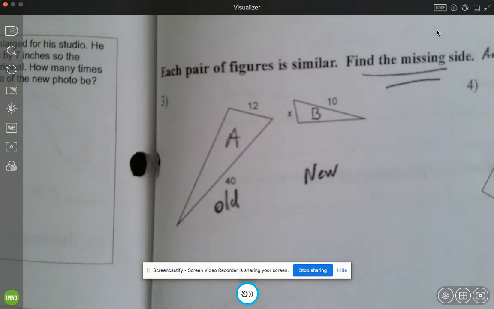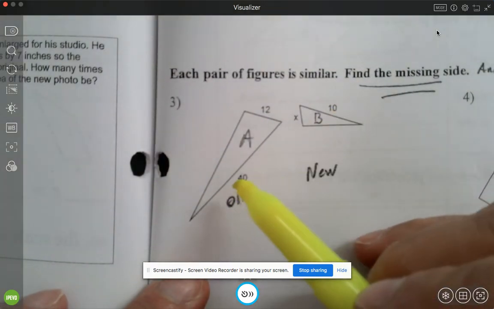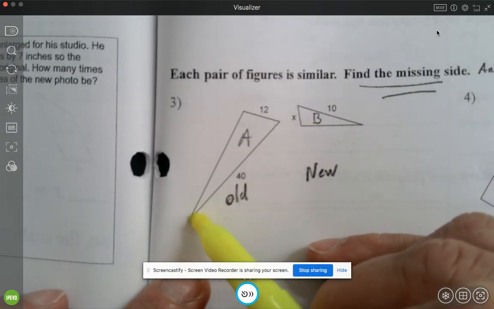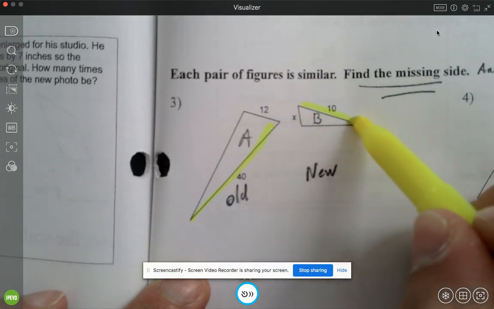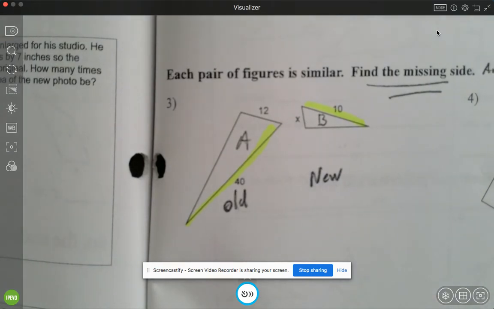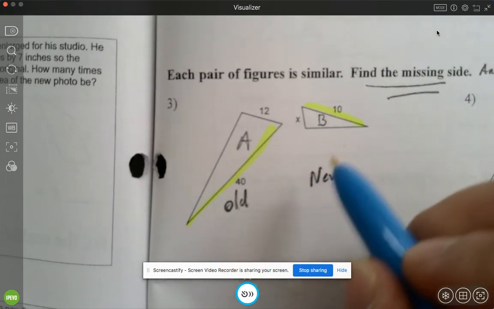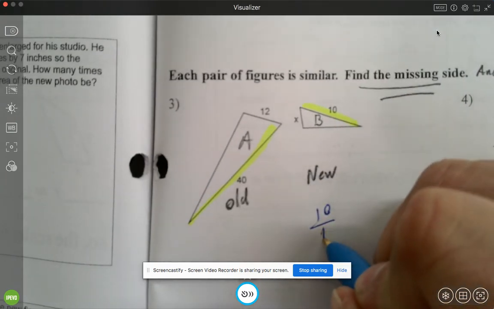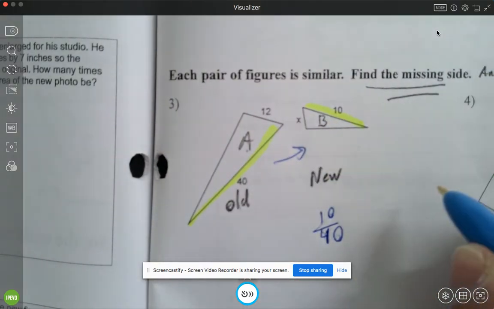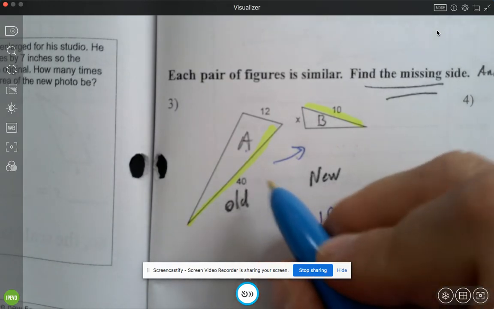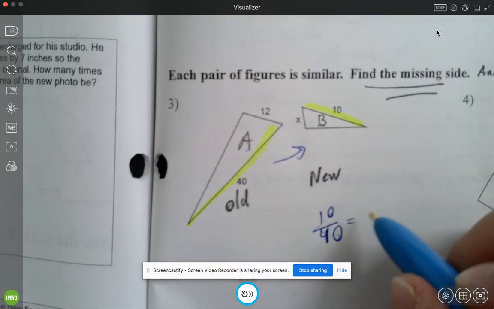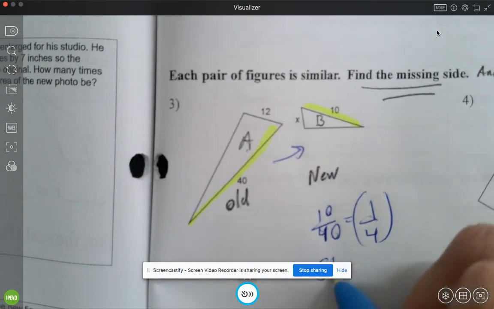I really only have 2 corresponding sides that would work. These little sides, this is missing an X. I could do this longer side corresponding to this longer side. Later in the week we'll learn how to find these missing side lengths. So if I did this new divided by old, I would do 10 divided by 40. Again, I'm going from figure A to figure B. New divided by old, going from A to B, this would reduce to 1/4. So this has a scale factor of 1/4.